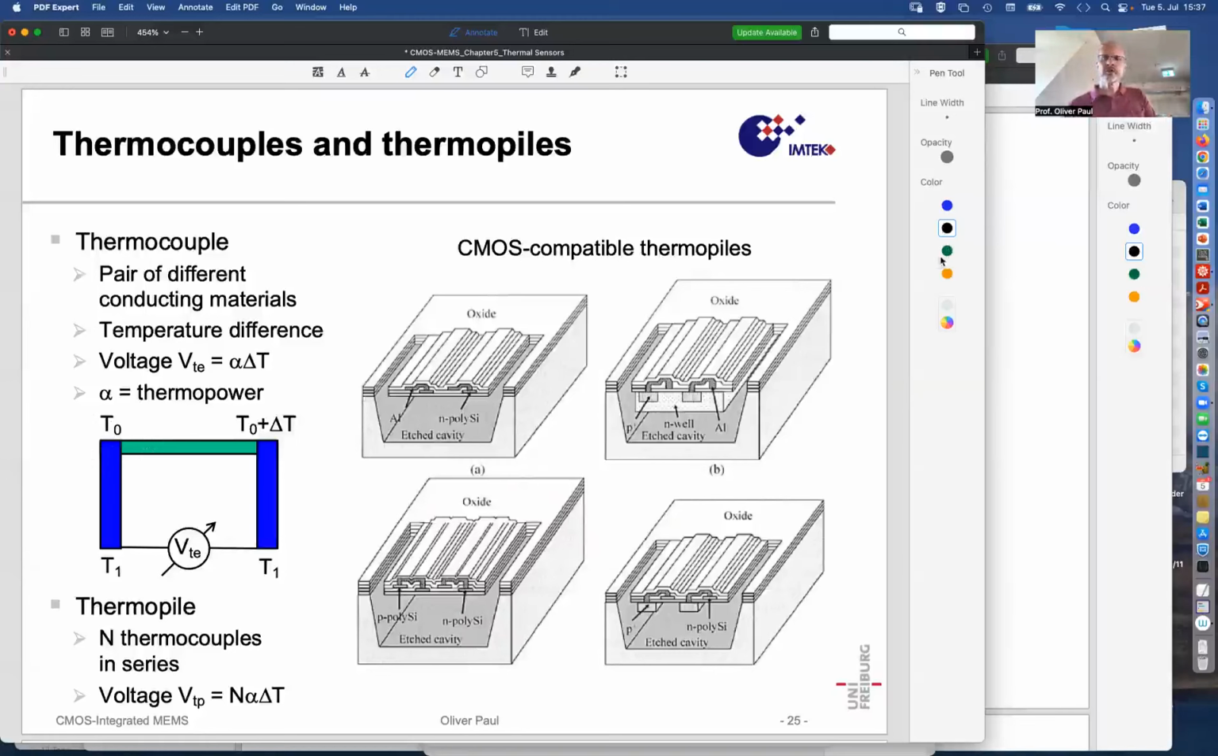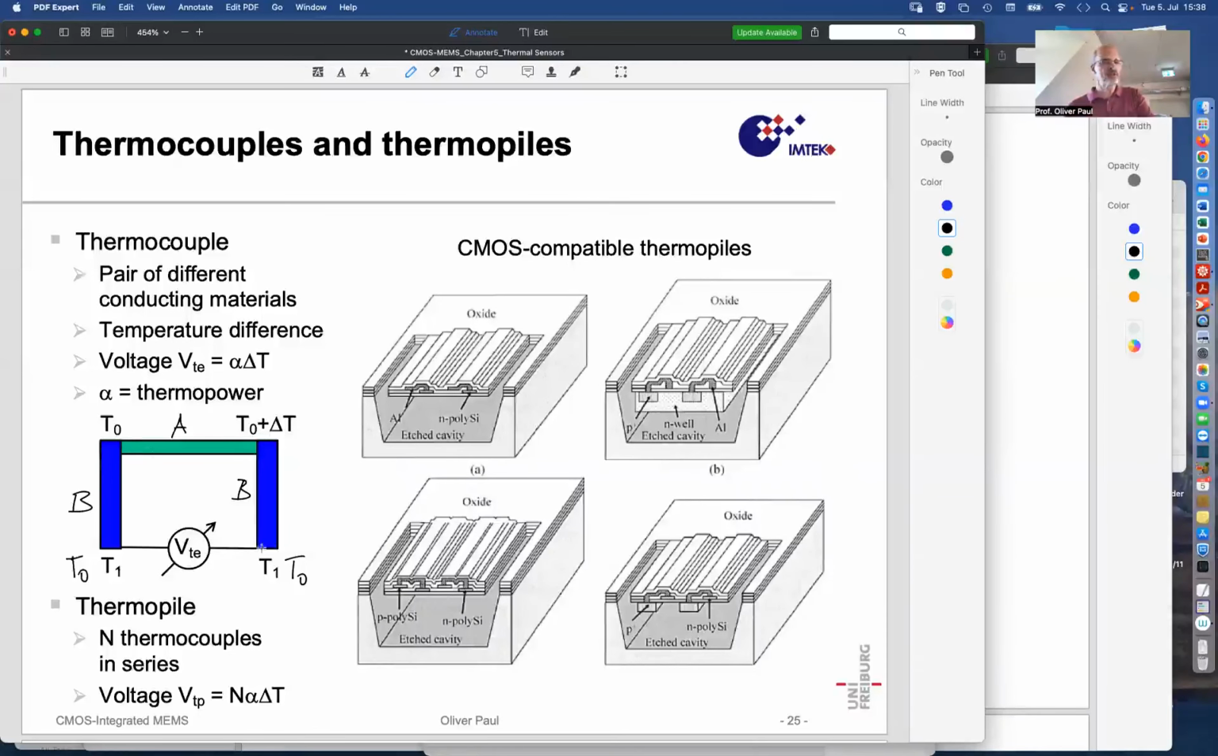It consists of two materials, a material A and a material B. And here we also have the material B. And the essential thing is that there is a temperature difference along two such materials. So here, element A goes from temperature T0 to temperature T0 plus delta T. And for sure, if we had T0 here, then material B would also go from T0 to T0 plus delta T. So we would have two materials exposed to the same temperature gradient.